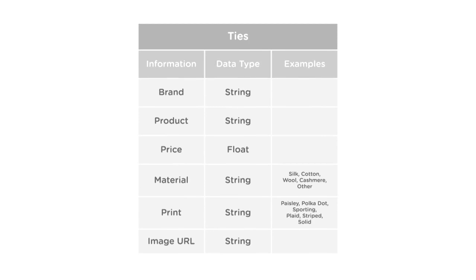The data prepared for you to use as you follow along with code examples in this course come from a comparison shopping engine API. These bits of information describe each type: brand name, which is a string, the product name, which is also of string type, the price, which is a float, which is a kind of number with decimal points, and also the material, which is a string type of either silk, cotton, wool, or cashmere, or other, the print, which is also a string, which could be polka dot, plaid, striped, or solid, and the image URL, which is also a string type.